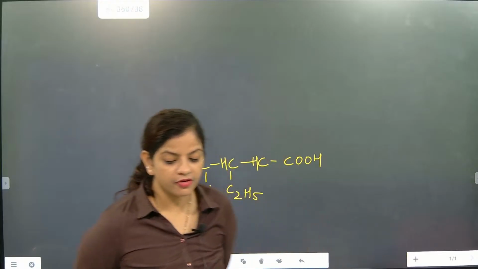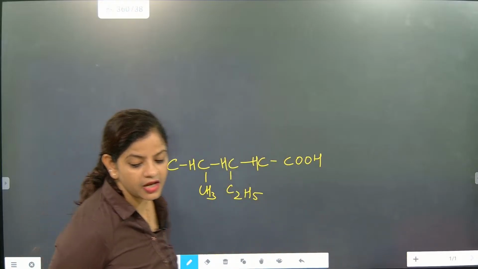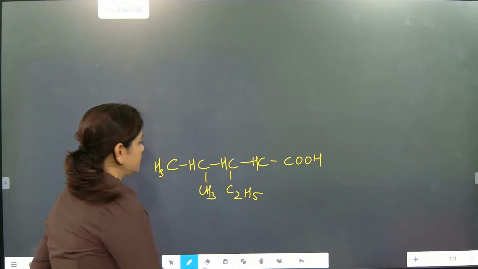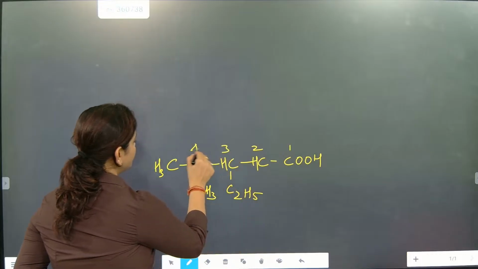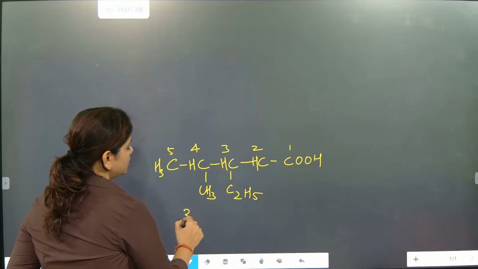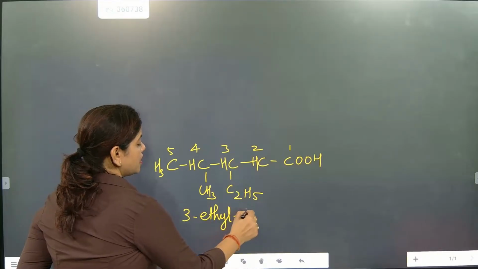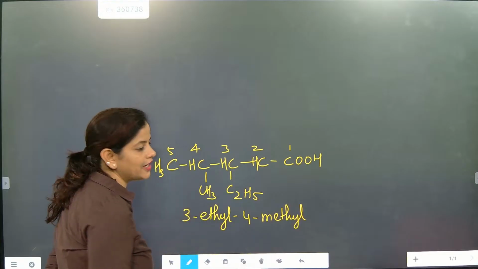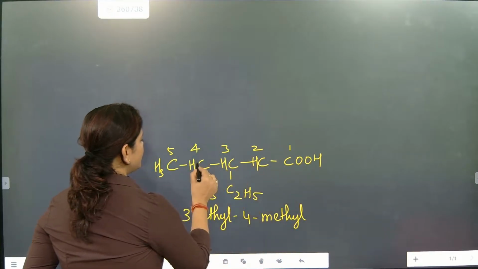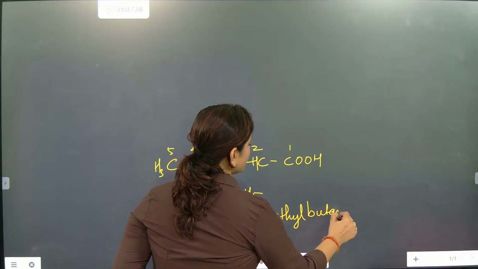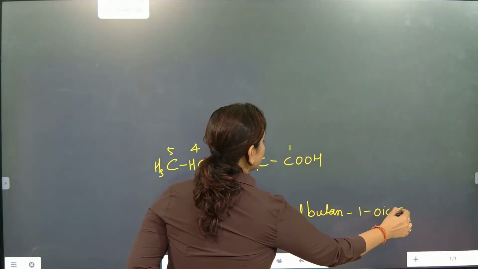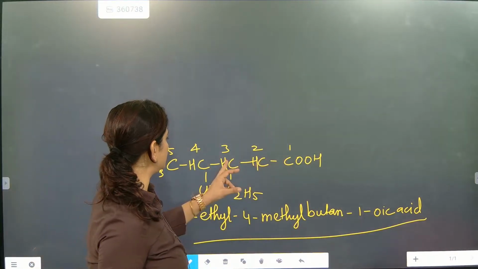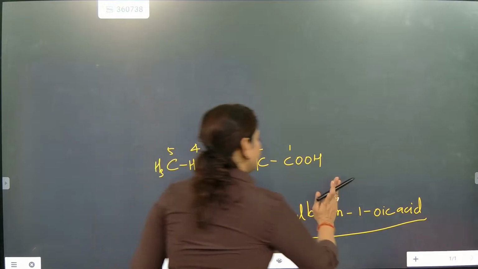3-ethyl, 4-methyl, pentane 1 oic acid. Bingo boss, super. Very nicely done. So 3, 4, 5. 3-ethyl because E comes first. After that 4-methyl because M comes after that. After that you go for the parent chain. So methane, ethane, propane, butane, pentane. Pentane is there. 1, 2, 3, 4, 5 is there. Pentane 1 oic acid.